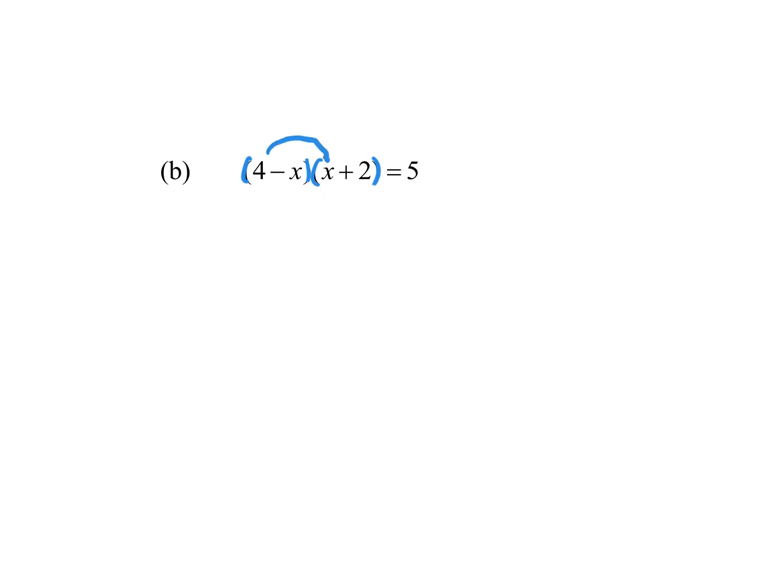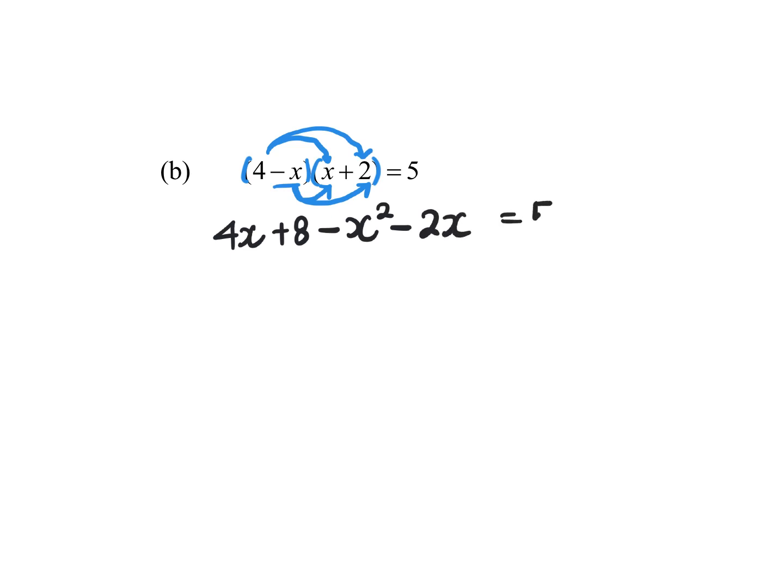4 times x first gives me 4x. 4 times 2, multiply to everything. 4 times 2 gives me positive 8. Negative x times x, x times x is x squared, negative, so negative x squared. Then negative x times 2, negative 2x, equals to 5.